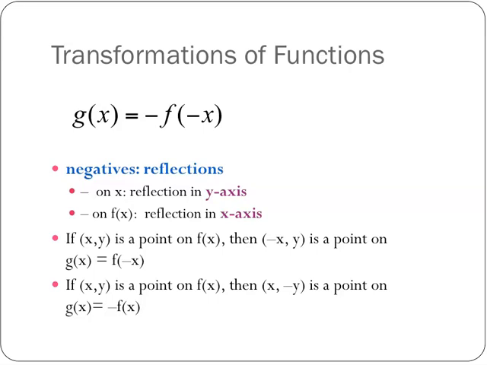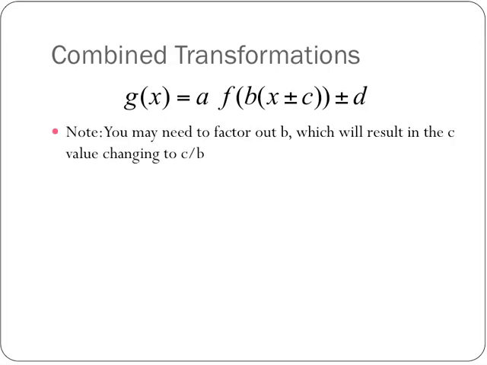Okay, now let's combine all these different transformations. So when you do combine transformations, you do want to make sure that you have it in the form that I have written here. In other words, that b value that's inside, you'll notice is factored out. So just as a note, you may need to factor out b, which will result in the c value changing to c over b.